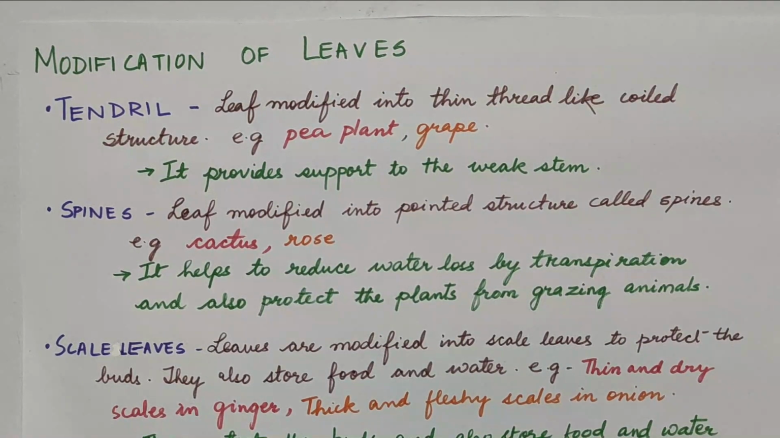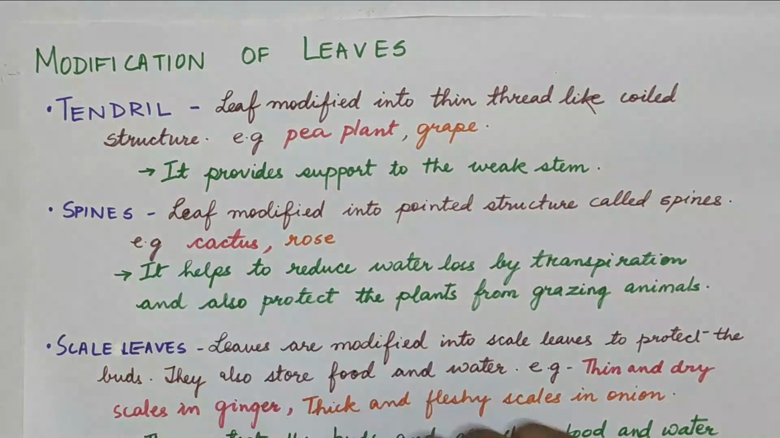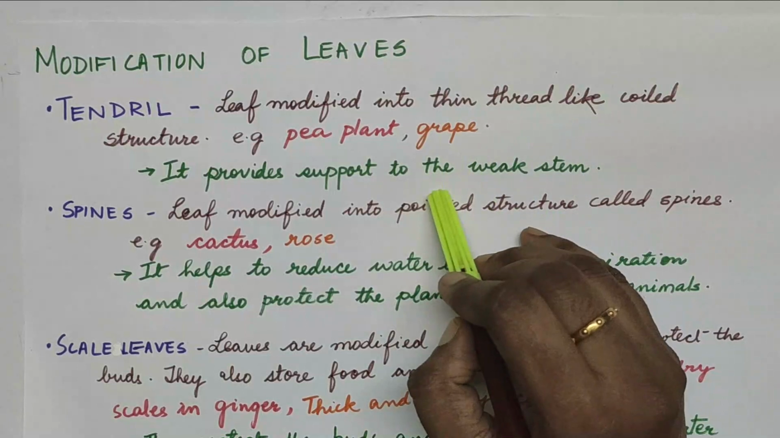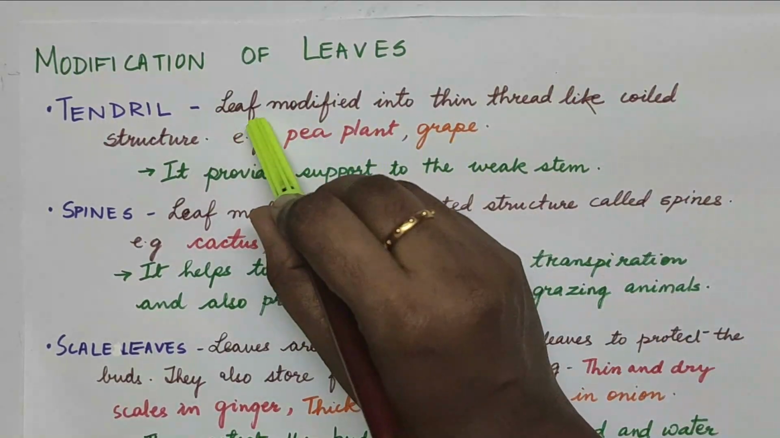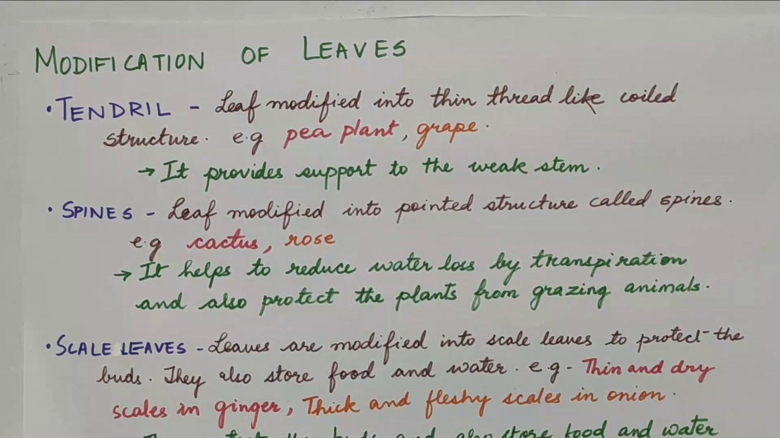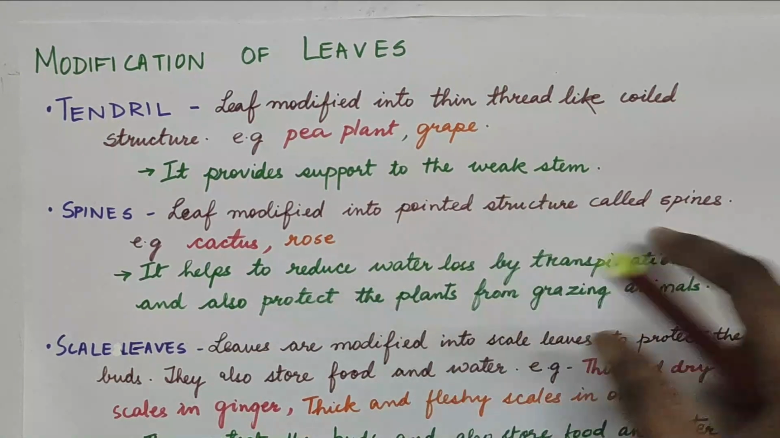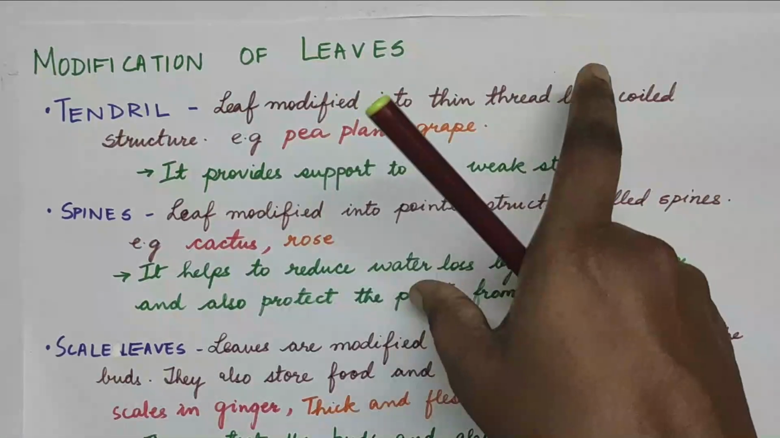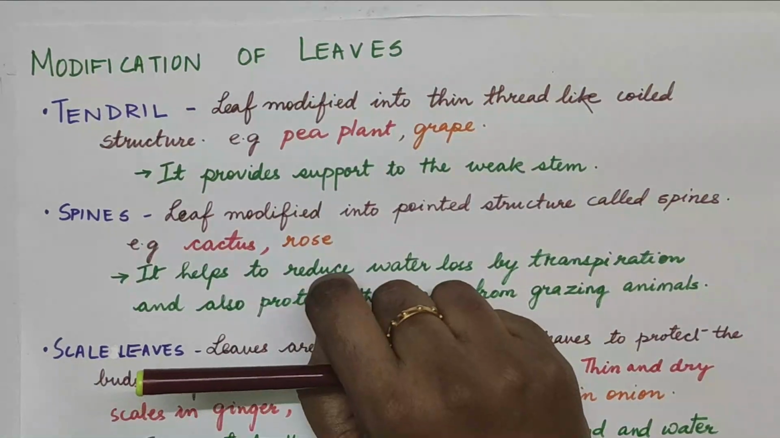As you can see, we are going to read about modification of leaves based on certain points, like formation of tendril. So what is a tendril? A tendril is a thin thread-like structure which is actually a modification of the leaf. When the leaf modifies into a thin thread-like structure, it helps in coiling and giving support to the plant and to weak stems, like you might have seen in the pea plant and the grapes. Those thread-like structures are called tendrils.